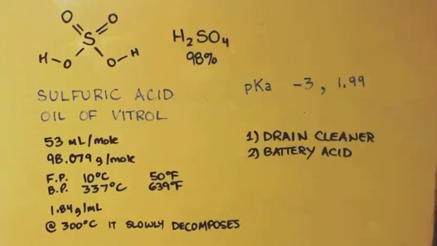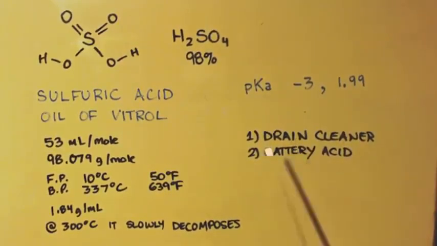Anyways, you can get it two ways: drain cleaner and battery acid. Battery acid, I'm sure there's impurities in there, but let me tell you, that stuff looks clear as water. I mean, it is beautiful. But I think it's only like 30%. You'd have to titrate it to find out. The drain cleaner, you can get that at Lowe's, Walmart's, wherever. I'll get mine at Lowe's.